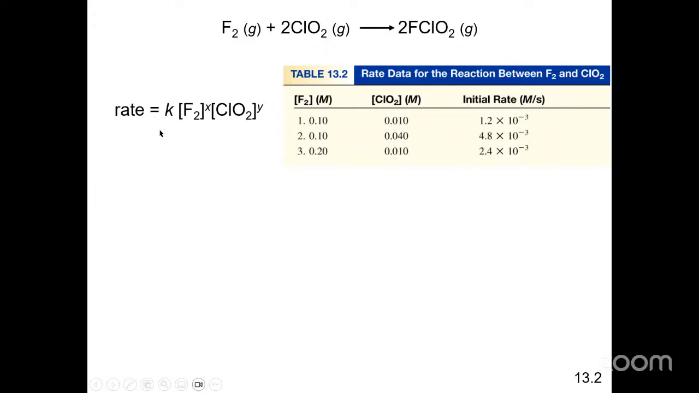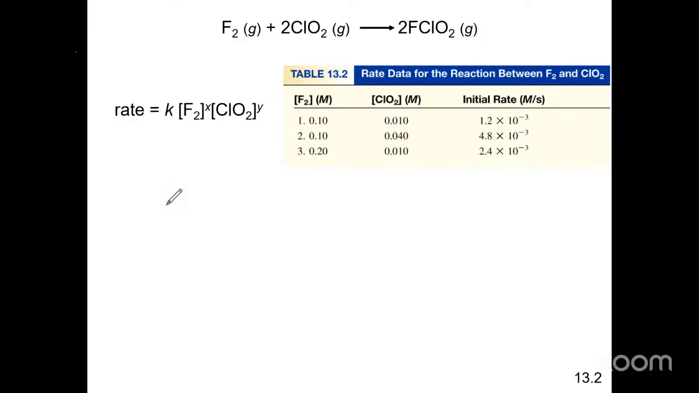So we're going to write a generalized rate law for the reaction, which is rate is equal to the constant k times the concentration of F2 raised to the x times the concentration of ClO2 raised to the y. So this is how you solve a problem. And this is the way I want to see you guys solve it, all right? And there's a reason why I'm stressing this, because in some cases, this is the only way to solve it, right?